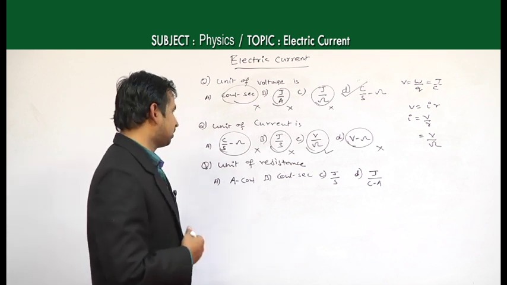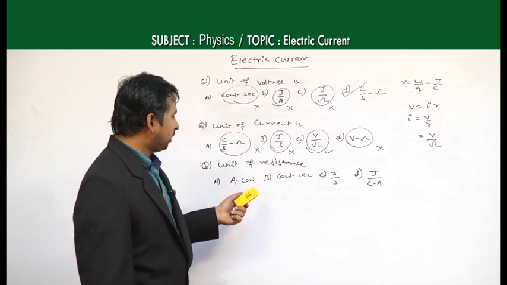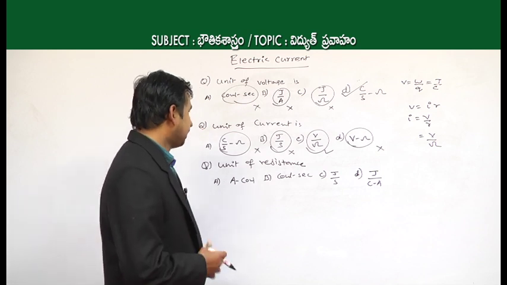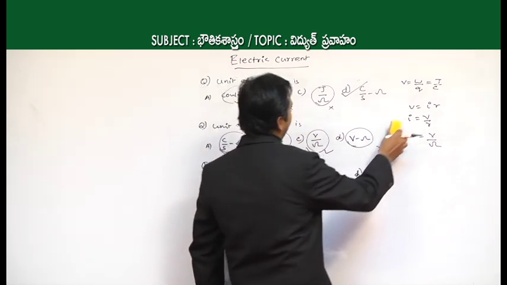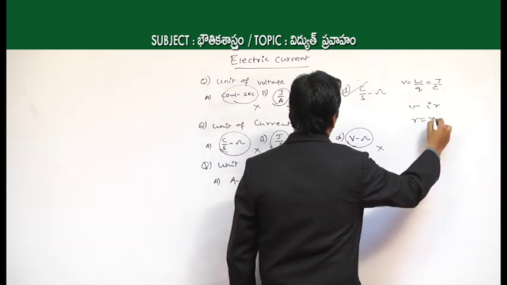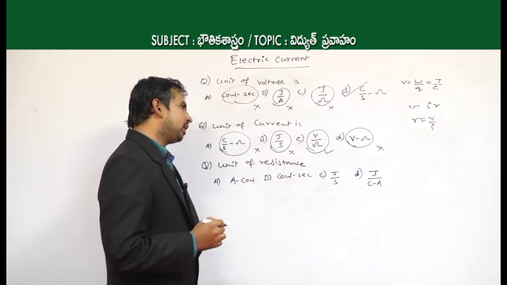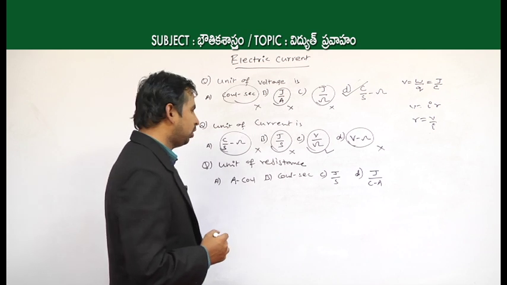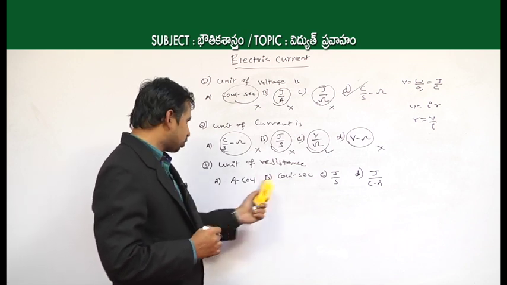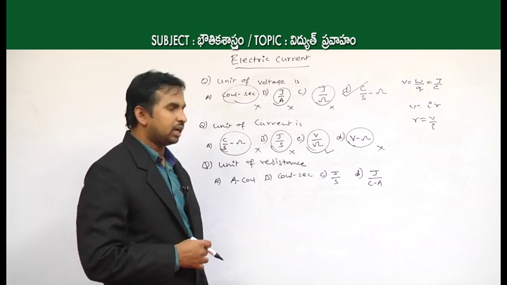Now, come to the third case, the unit of resistance. The options given are ampere coulomb, coulomb second, joule per second, and joule per coulomb ampere. Again, for resistance, as V = IR, from this you can write R = V/I, where V is the voltage and I is the current. In any of these options, as no voltage is given directly, we cannot write R in terms of V and I directly.